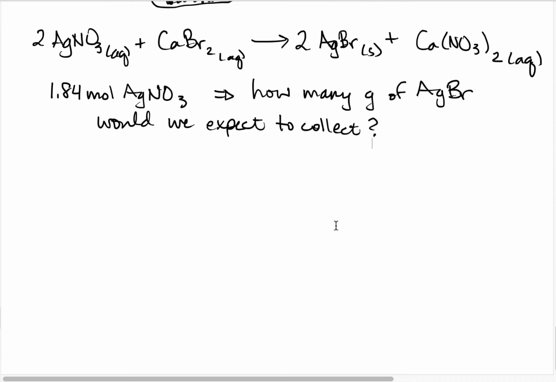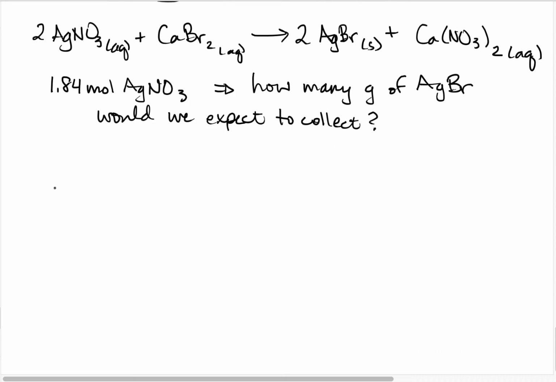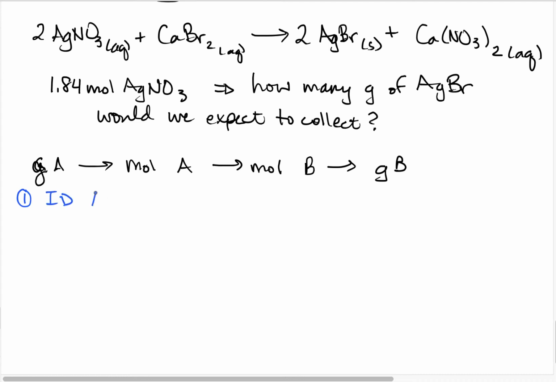So let's review our strategy. Our flowchart says grams of A to moles. I should make this lowercase because that's what it is. Moles of A, moles of B, and grams of B. So your first step is to identify A and B.